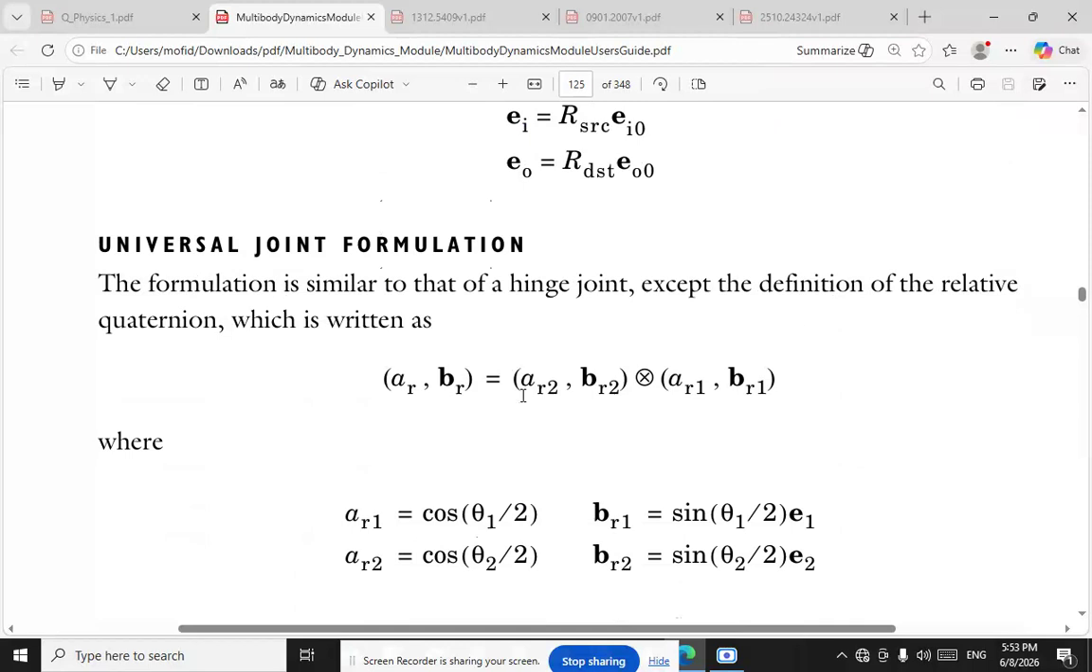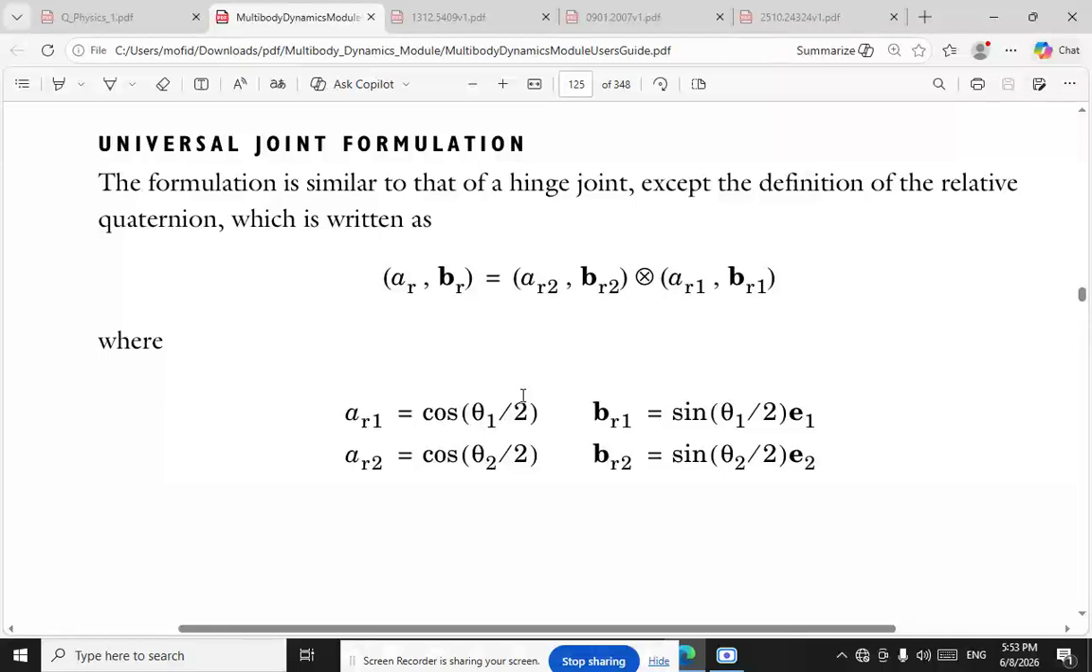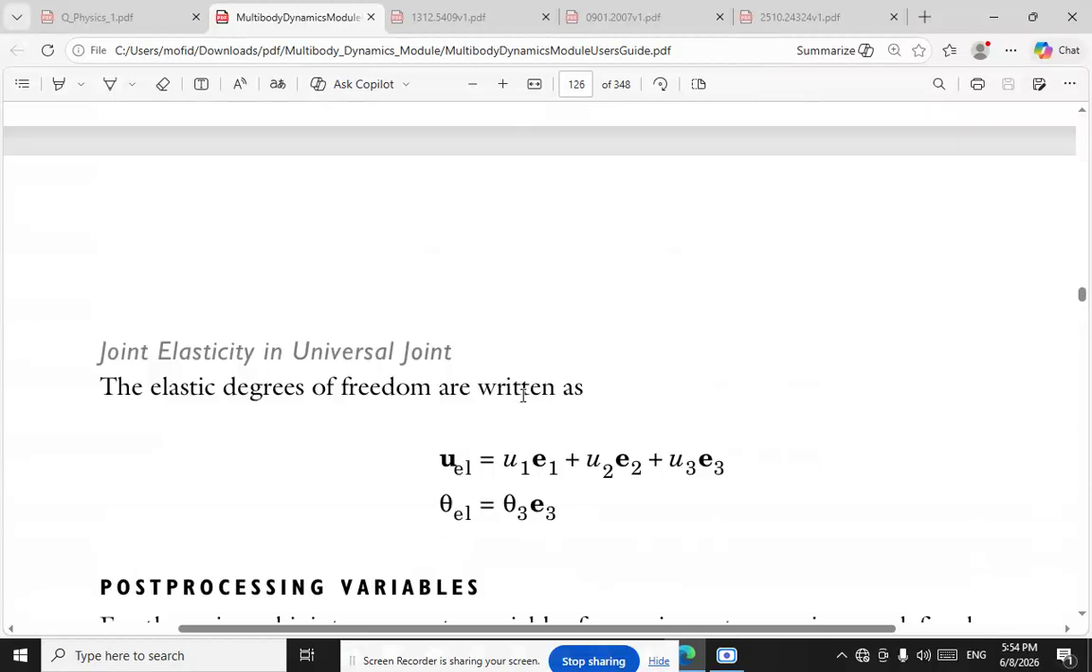Now I want to go through the universal joint formulation. The formulation is similar to that of a hinge joint, except the definition of the relative quaternion, which is written as IR and BR is equal to IR2 BR2 multiplied by IR1 BR1, where IR1 is equal to cosine theta_1 divided by 2, IR2 is equal to cosine theta_2 divided by 2, BR1 is equal to sine theta_1 divided by 2 multiplied by e_1, BR2 is equal to sine theta_2 divided by 2 multiplied by e_2.